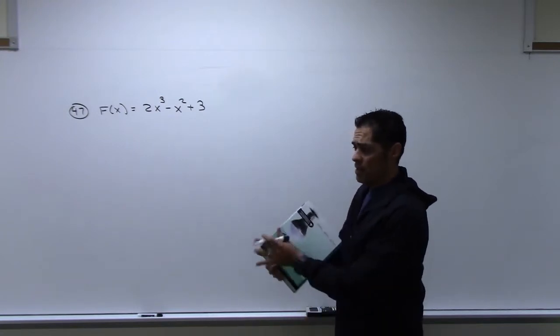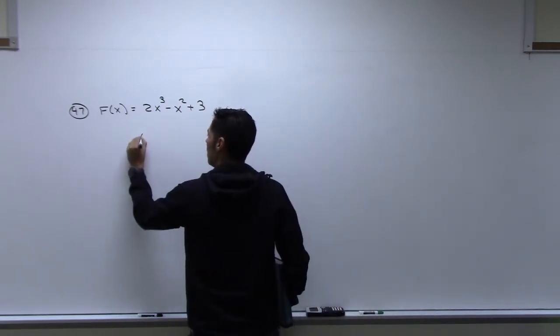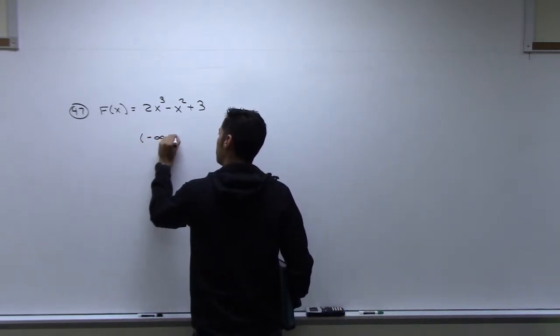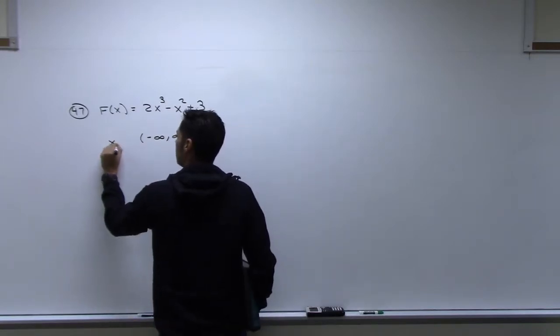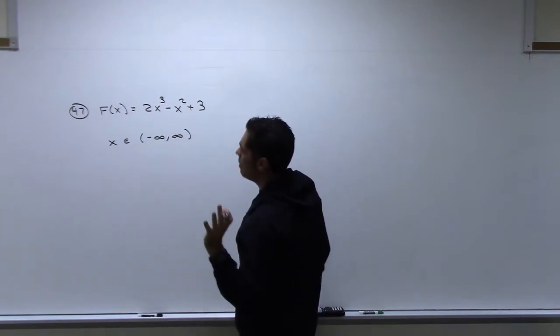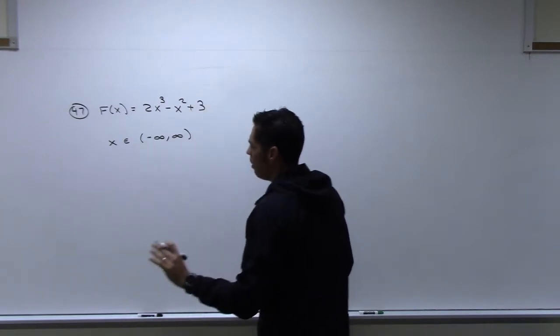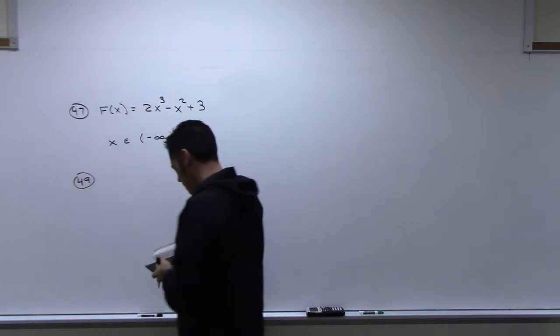So our domain is all real numbers. And the way we would say that is that our domain is everything from negative infinity to infinity. And I'll put here x is an element of this interval. So any x that we could ever think of, we could plug in there and we don't have any problems. Now let's compare that to number 49.